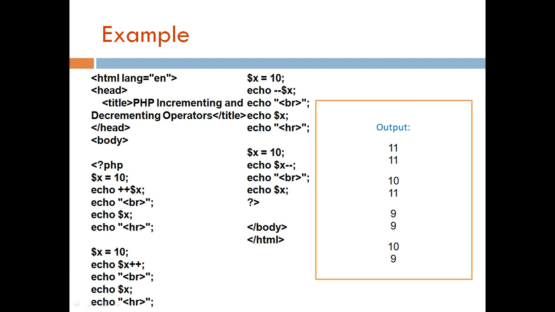Next, x equal to 10. This is post-increment, which means first it returns the value and then it increments. So the actual value is 10, which is displayed here, and then that value is incremented. Again, when you try to display the same x value, the incremented value is displayed. So here it is 11.